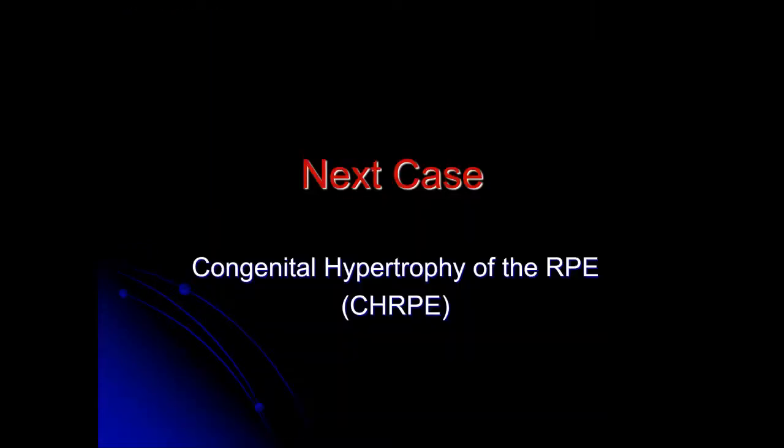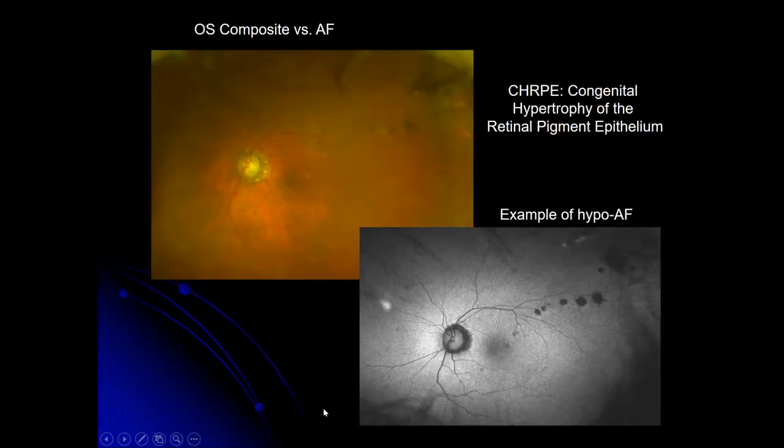CHRPE lesions, common. How common? About 9 to 11% of patients have CHRPE lesions, congenital hypertrophy of the retinal pigment epithelium, which means it's congenital, it's been present at birth, and it's actually hypertrophy of the RPE. So the RPE is actually thicker than it's supposed to be. Here's what it might look like in color, and here's what it will look like in ultra-wide field autofluorescence.